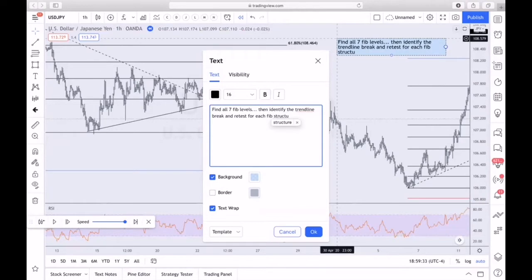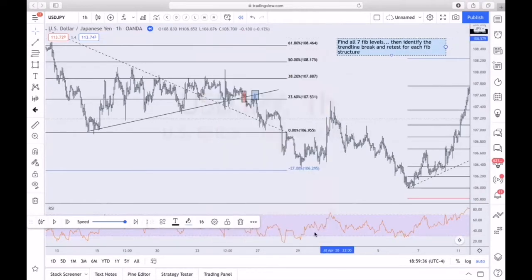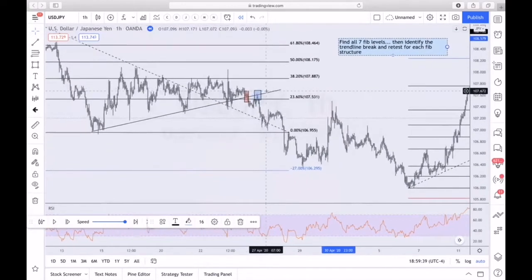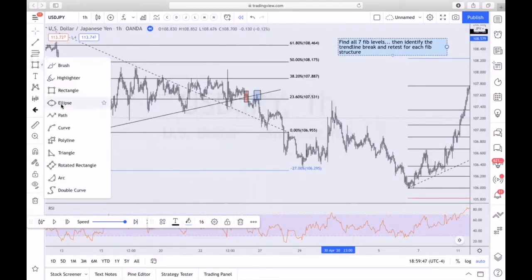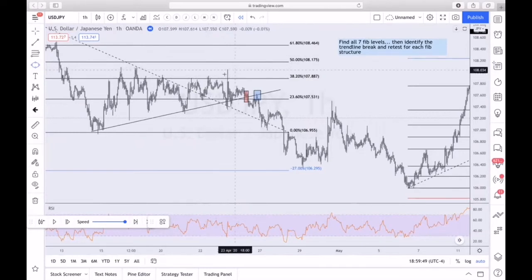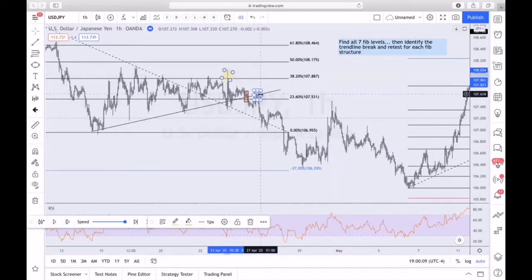Now, the reason I say for each fib structure as opposed to each fib level is because as you guys saw on this one right here, this pulled back to 38.2. However, this break and retest occurs at 23.6. This is still a 38.2 pullback. It doesn't change the fact that price pulled back to 38.2. And of course, we have multiple touches. So we have right here, right here, right here. And again, price consolidated in this range for a while. But it doesn't change the fact that that's a 38.2 pullback. It just so happens to be that we didn't get into that entry until right here. All right. So I just wanted to clarify that.